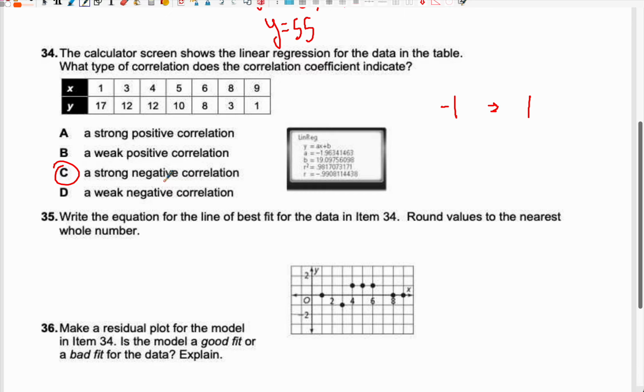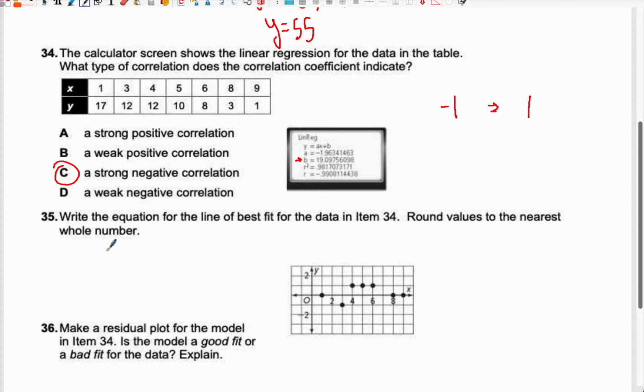Number 35, write the equation for the line of best fit for the data in item 34. Round the values to the nearest whole number. This is a little different than we did on Desmos. It didn't use the letters A and B. It actually used the letters M and B. So the good news is B is the same thing. B is just y-intercept. And for some reason, some calculators are programmed to use A for the slope instead of M. I don't know why they do that. It just makes life more confusing than it needs to be when they monkey with variables like that.